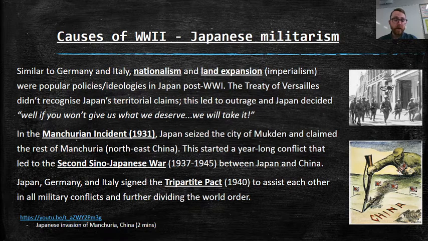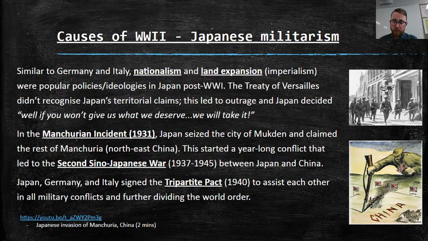So what they did was they went into Manchuria, which is in northeast China, in 1931, and they seized the city of, I'm going to mispronounce this, Mukden, and claimed the rest of Manchuria. So Japan set up Japan Light in Manchuria. So they took a big part of China, northeast China. They said, this is now part of Japan, basically. This started a year-long conflict that led to the Second Sino-Japanese War from 1937 to 1945 between Japan and China. And that was a very, very, very, very brutal war. The Chinese people still have not forgiven the Japanese for what they did during the Second Sino-Japanese War.